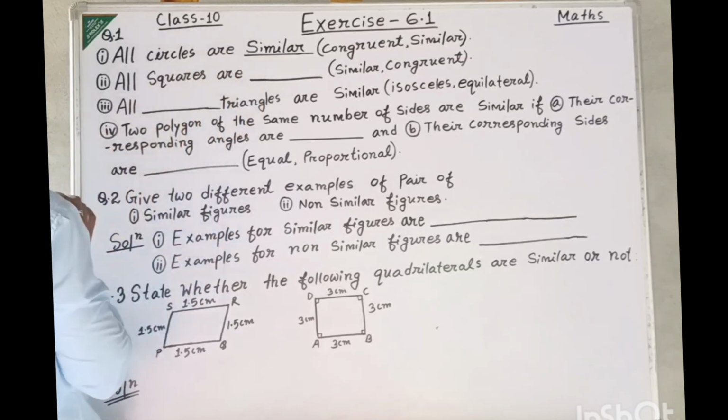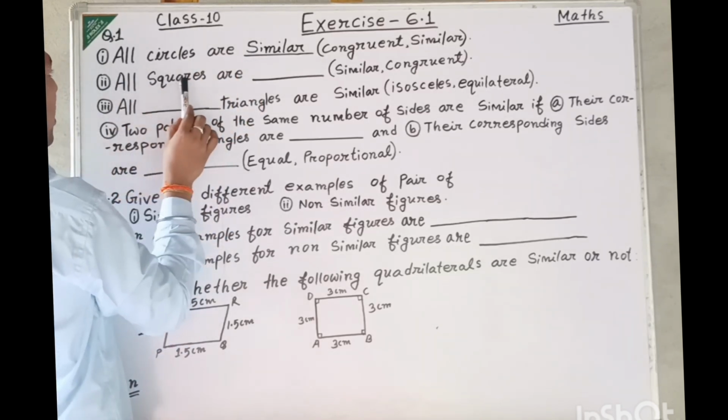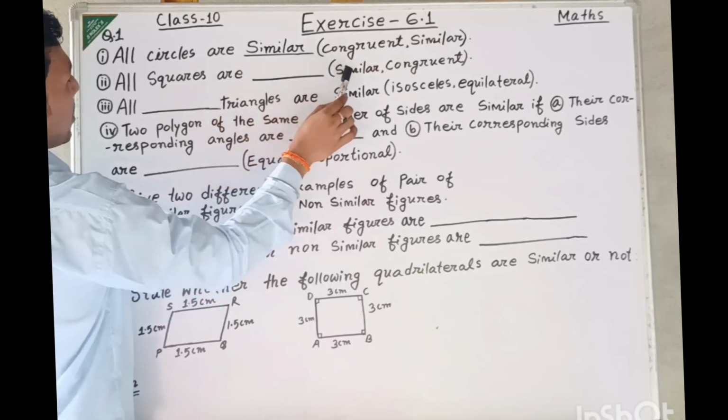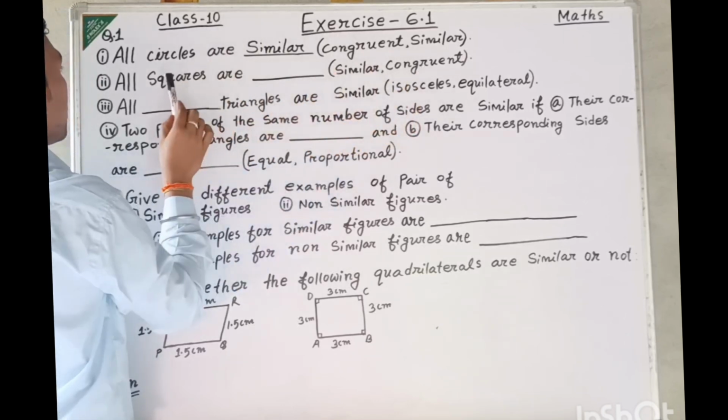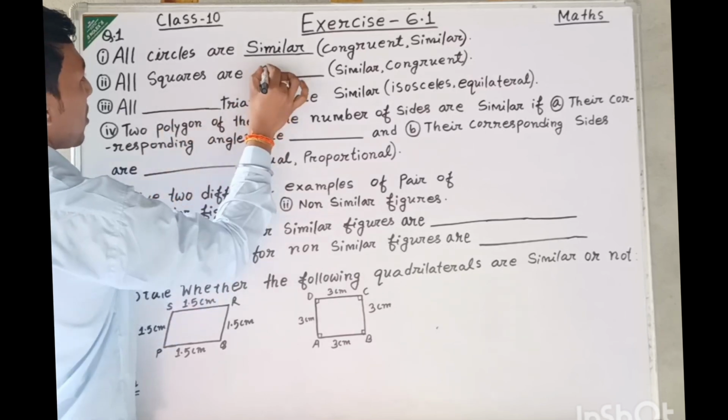So answer is similar. In question number 2, we have all squares are dash, similar, congruent. So squares look the same with each other, so answer will be similar.